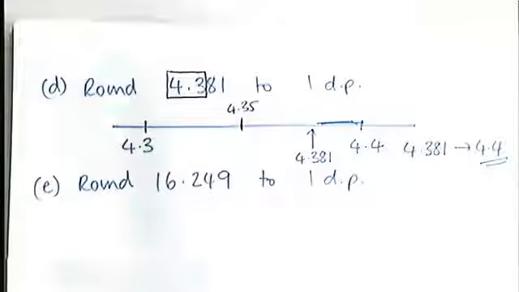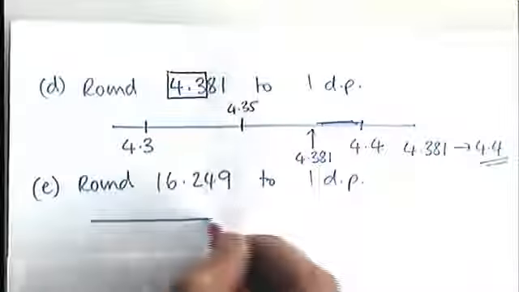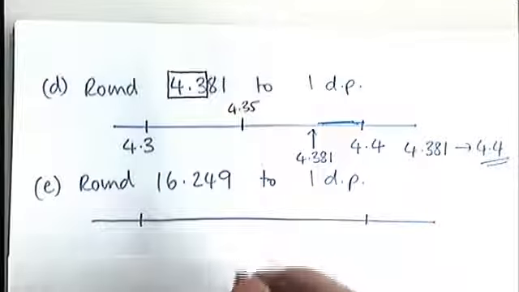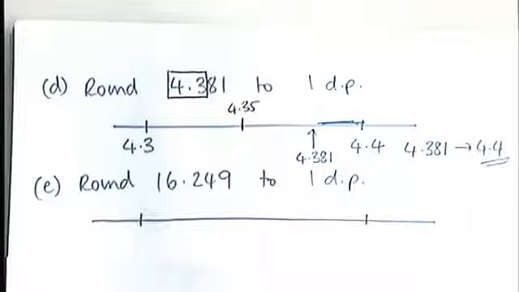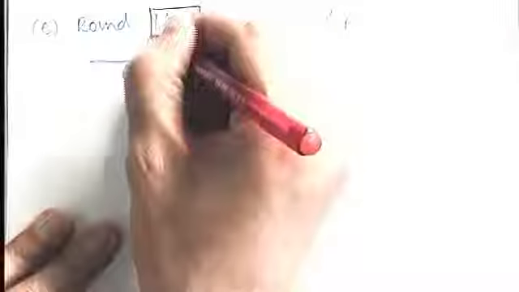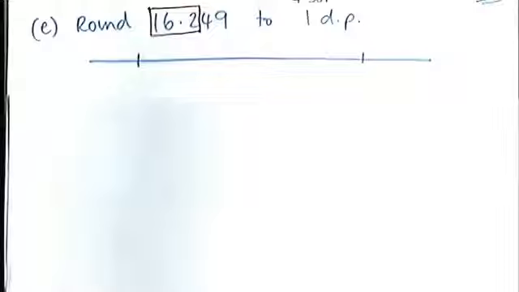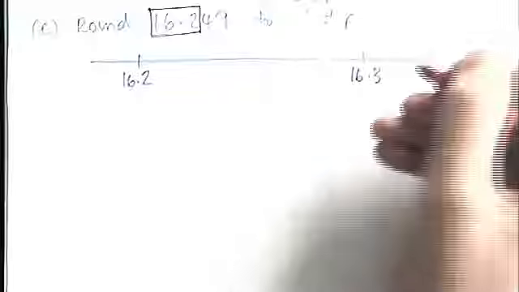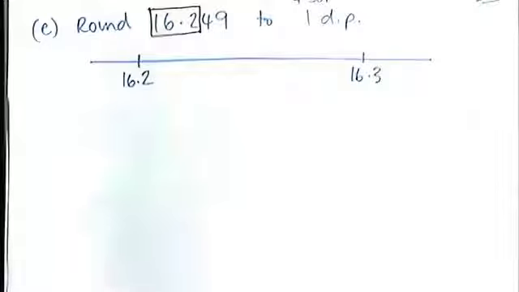Okay, here's another one to one decimal place. Let's see if we can do this one. 16.249. So again, I have to choose my two possible answers, my candidates for the correct rounding. I can do that by putting a box and saying, right, 1 decimal place means I want to chop it. I want to make my answer 16.2, but maybe I'll have to go to 16.3, depending on which one it's closer to. So I pop those in.